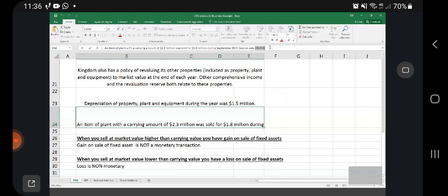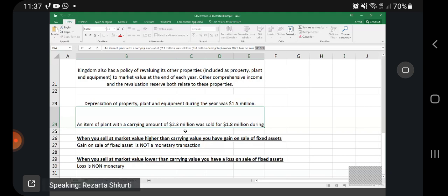That is just to represent that you are receiving less than this asset is worth to you. This asset is worth 2.3 million, but you are not able to sell it for this amount of money. You sell it for less. And then the difference between 2.3 less 1.8, 500,000, this is your loss. But this is a loss not in the monetary concept of expenditure or cash outflows, okay? So please remember this. Either being gains or losses on sale of fixed assets, they are non-monetary transactions.